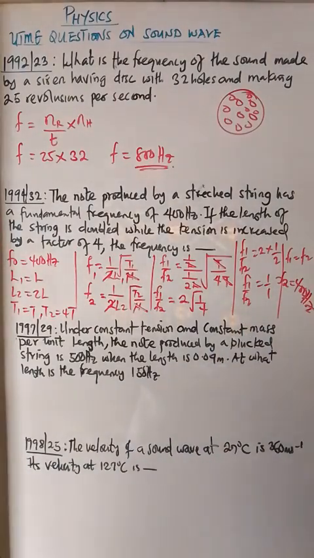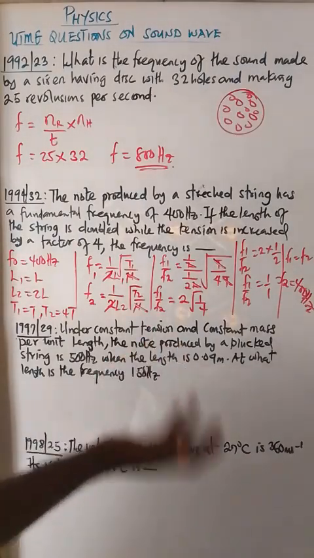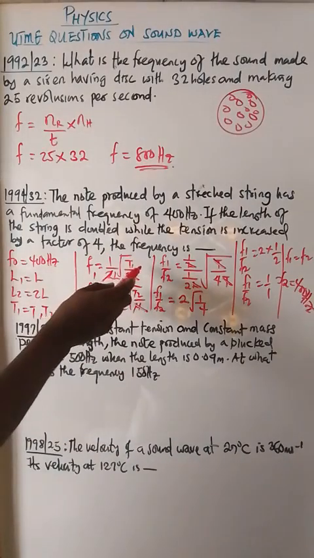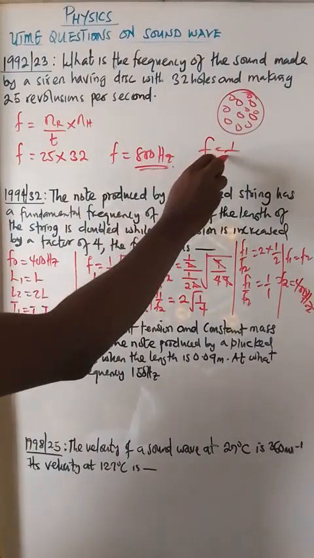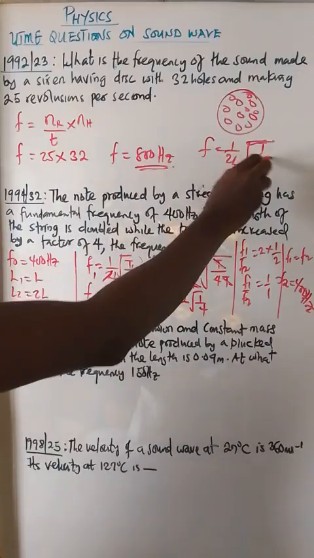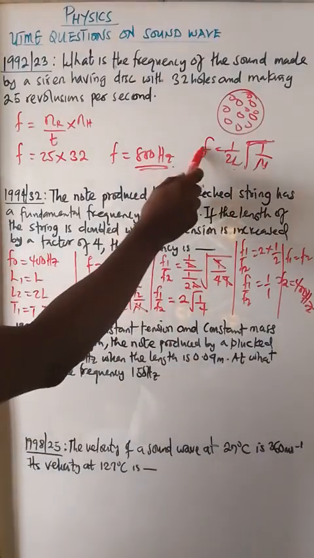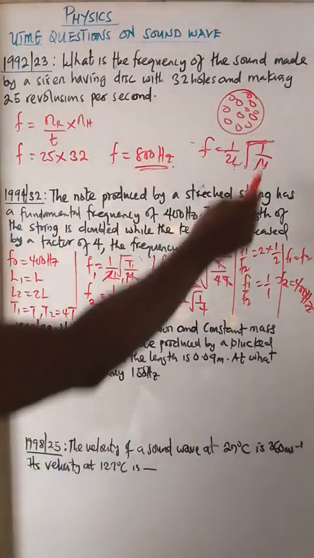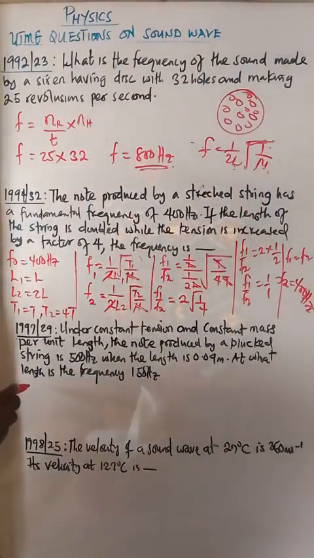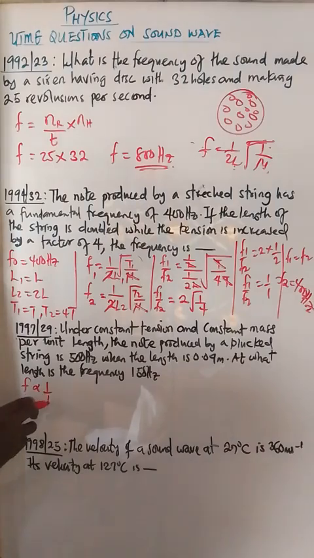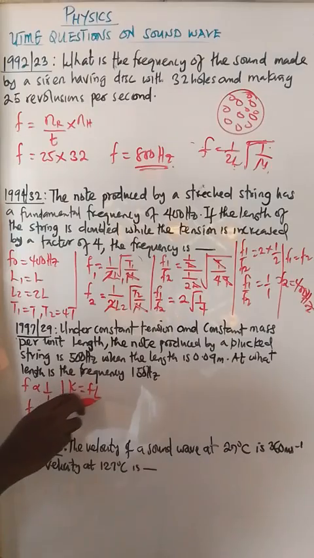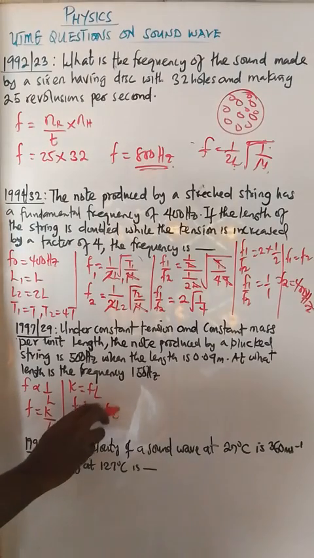Next question: under constant tension and constant mass per unit length, the note produced by a plucked string is 500 Hz when the length is this. In this case, they are still dealing with a string. Same formula: F equals 1 over 2L root T over mu. We know that frequency and length are inversely proportional. Tension and mass per unit length are constant. So what we are using is frequency proportional to 1 over L. Frequency equals K over L, K equals FL. It means F1 L1 equals F2 L2.